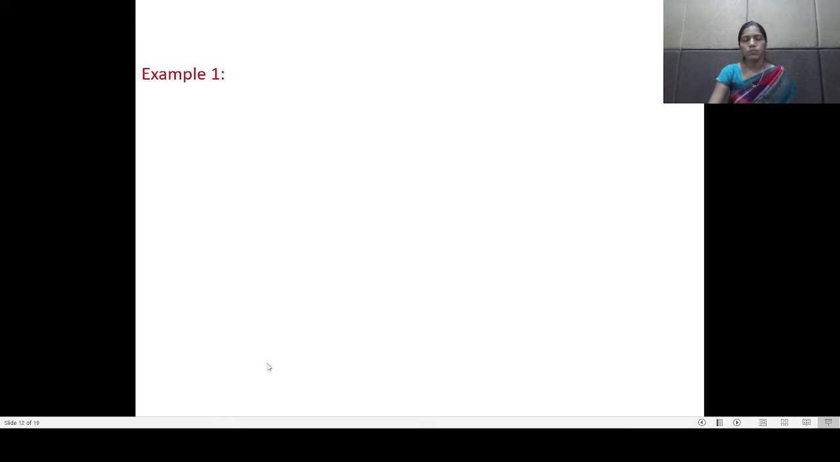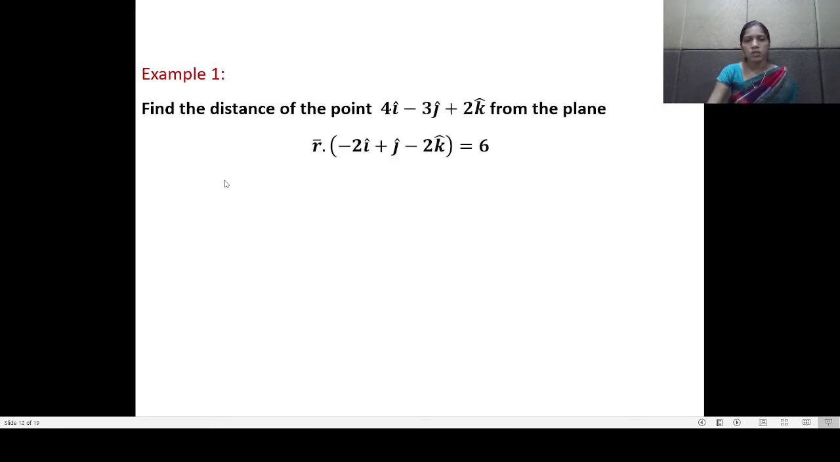Now let's see the first example. Find the distance of the point 4i cap minus 3j cap plus 2k cap from the plane r bar dot (minus 2i cap plus j cap minus 2k cap) equal to 6. So let's see the solution of this example.